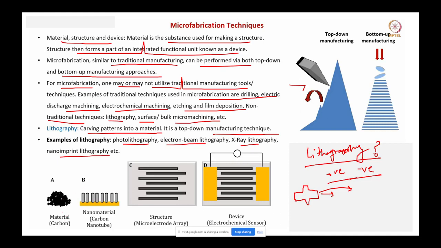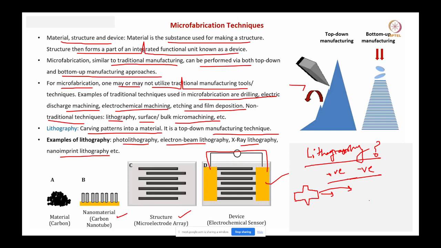This is a carbon nanomaterial, the nanotube. This is a microelectrode array. You can see the different microelectrodes in the array. Now you will attach this device to electrochemical sensors. So this is conductive, it will make this connection, and you can do any electrochemical sensing by using this.